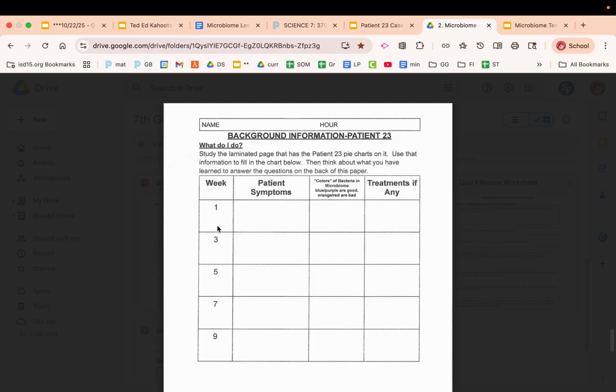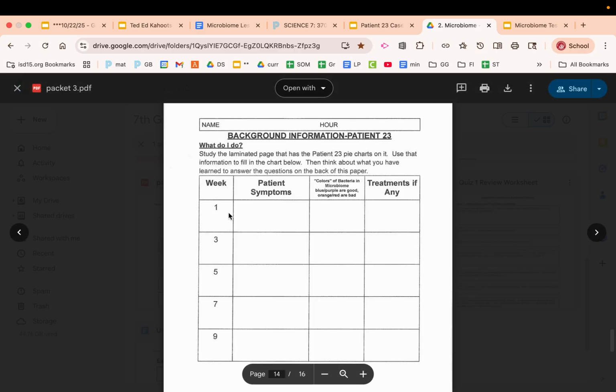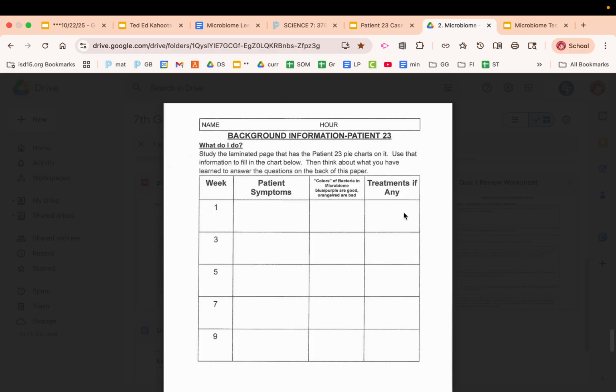So for each week, you look at the pie chart, you tell me the patient's symptoms, you tell me what colors of bacteria they had. You don't have to use the scientific names of the bacteria because those are crazy, but you can write down, did they have purples, blues, reds, orange, and then what treatment did they get? So week 1, it would be none because they didn't get any treatment that week.